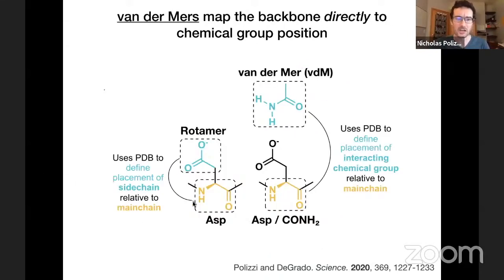And so just to formalize it a little bit, this idea of what I'm calling a vandamer means an amino acid that's in van der Waals contact with a functional group, a chemical group.